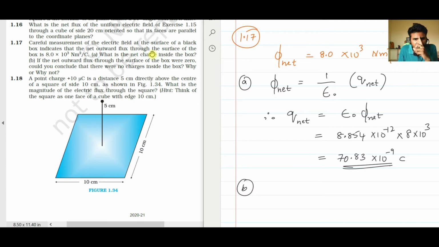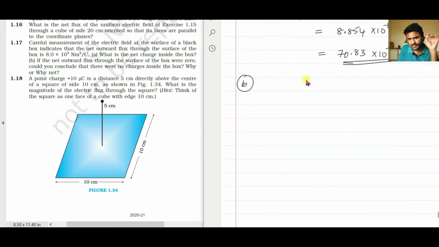Now sub question B says, if the net outflux through the surface of the box were 0, could you conclude that there were no charges inside the box? Why or why not? See, if the net flux is zero, does that mean that the surface is not enclosing any charge? No. Net flux zero does not mean that there are no charges inside the closed surface.